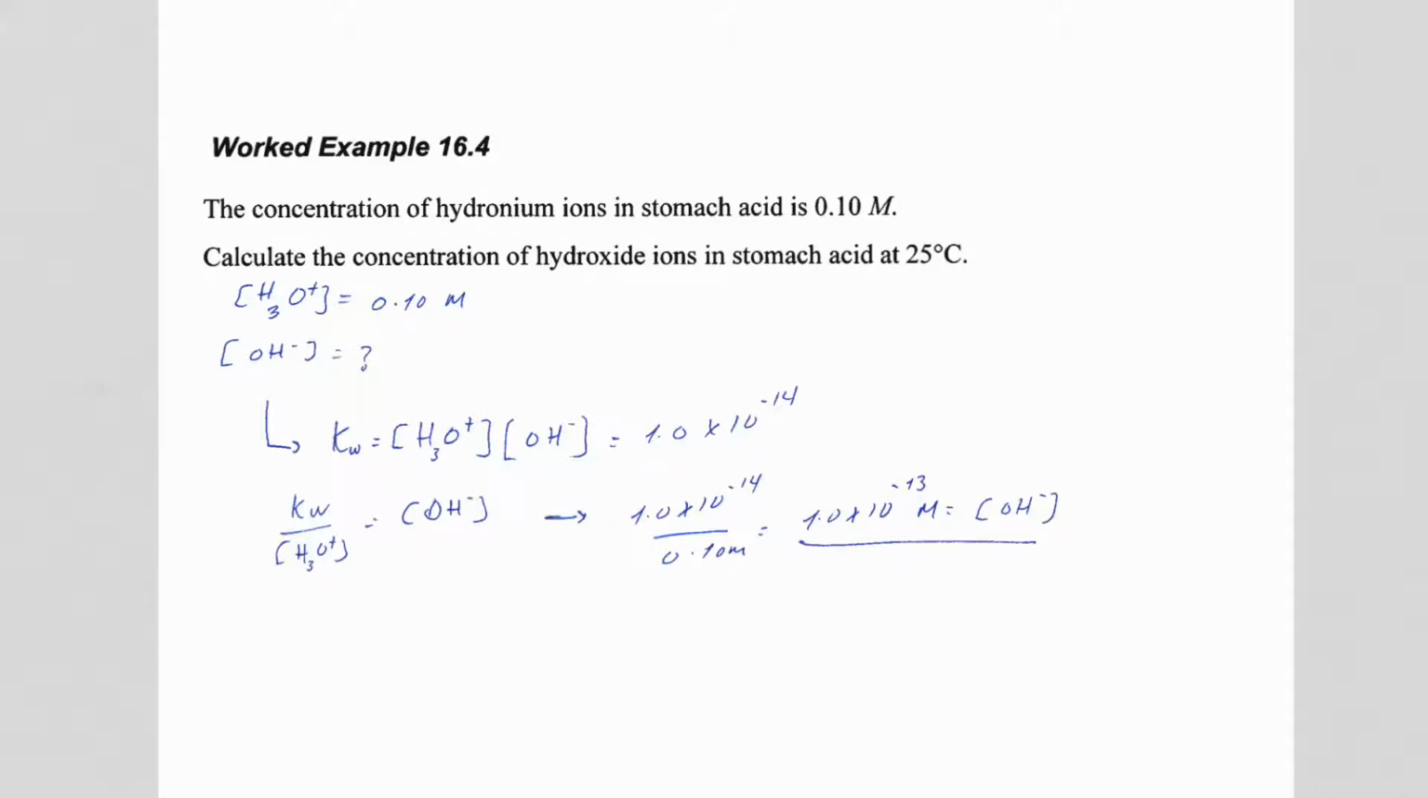Now this actually simplifies our lives a lot, because doing a simple algebraic simplification, we can just take our Kw divided by our known value, which is hydronium, and we obtain hydroxide. Substituting the numbers, 1 times 10 to the minus 14 over 0.1 gets us the concentration of hydroxide at 1 times 10 to the minus 13.